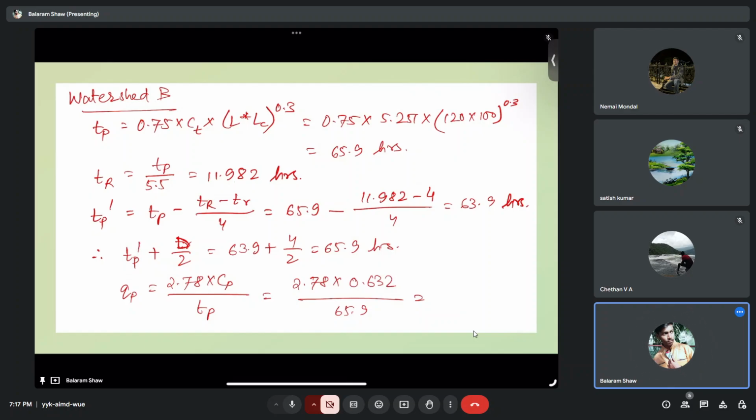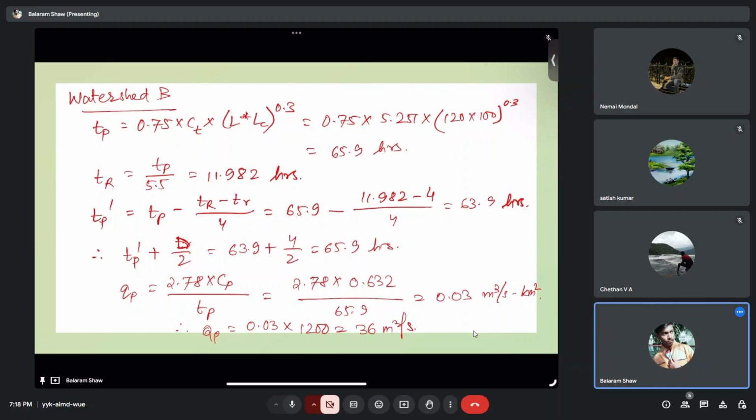That is equal to somewhere near 2.78 into 0.632 divided by 65.9. 0.03 somewhere. 0.03 meter cube per second per kilometer square, right? Because it is QP per kilometer square. Therefore, the peak will be QP equals 0.03 into the area. Area was how much? 1200 kilometer square. So 0.03 into 1200, 36 meter cube per second.